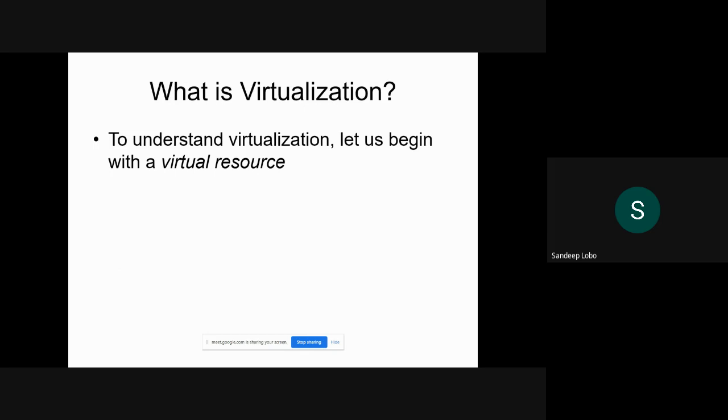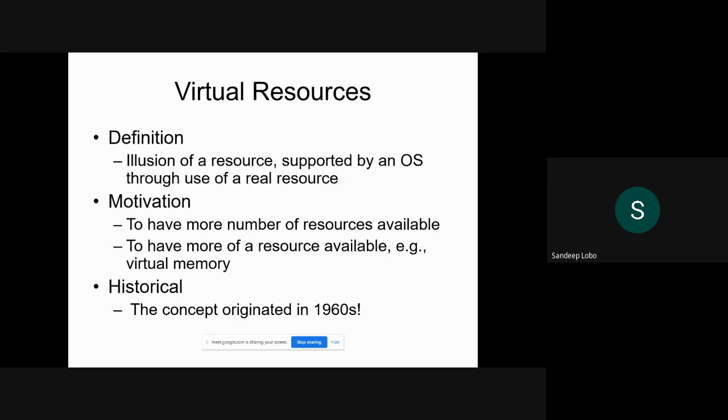Now, before that, we'll understand what virtualization is. And even before we go ahead with virtualization, we need to understand what a virtual resource is. The standard definition of a virtual resource is an illusion of a resource supported by an OS through the use of a real resource. What motivated us to use virtualization is to have more resources available, such as your virtual memory, your CPU, the number of hosts.